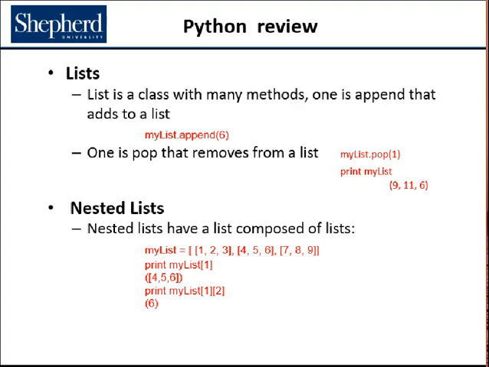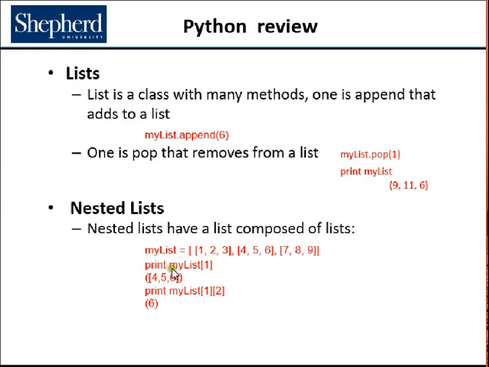A list has the ability to incorporate something known as nesting. A nested list is a list composed of other lists. So here we have my list, and we see the outer brackets indicate that it's a list, and then of course the commas separate items in the list, but the first item in the list is another list, and it's got simple integers in it.